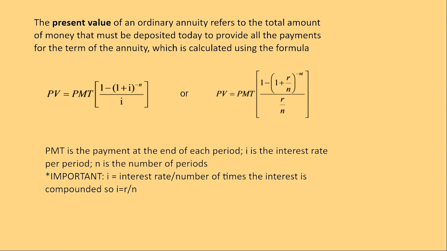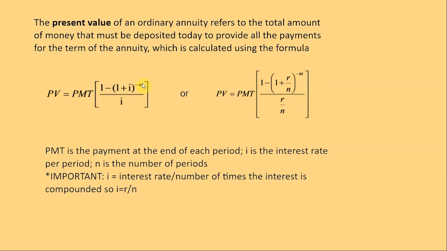The present value of an ordinary annuity refers to the total amount of money that must be deposited today to provide all the payments for the term of the annuity, which is calculated using this formula. So again, these two formulas are the same, except for this first formula is using I instead of R over N. Another difference, and then of course, we're looking for present value instead of FV, future value.